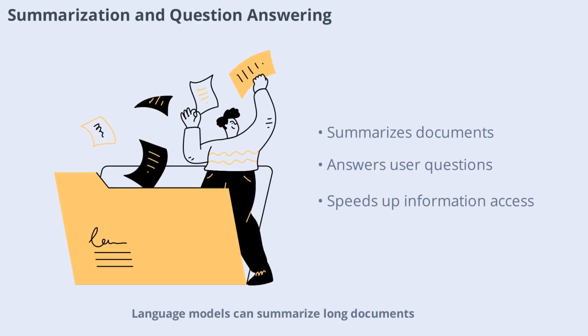Language models can summarize long documents and answer questions based on provided text. These capabilities are valuable in research, education, and customer support, where quick access to relevant information is essential. Summarization and question answering demonstrate the practical power of neural language models.